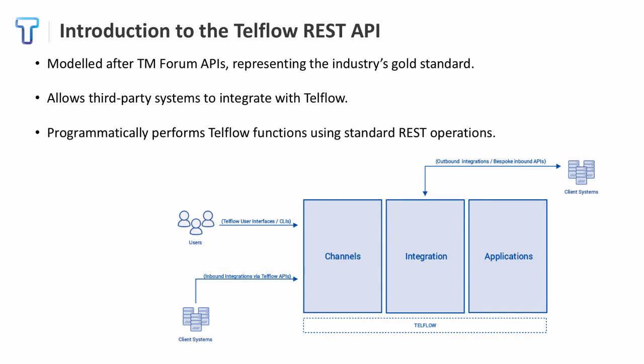Before we begin the demo, let's give you some background information about the Telflow API. The Telflow REST API is modeled after the TM Forum APIs, which represent the telecommunication industry's gold standard for integration. The API enables customers and partners to integrate their systems with Telflow by performing Telflow functions programmatically. For example, the API can be used to create a new order, update an order, and progress an order through its lifecycle. The API can also be used to submit change and terminate orders and to manage inventory. The API operates over HTTPS using the standard commands of GET, POST, and DELETE, returning responses in JSON.